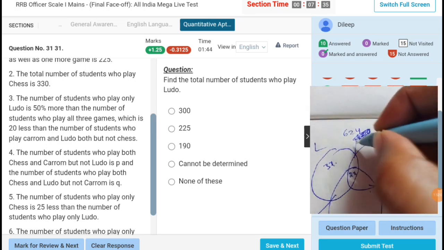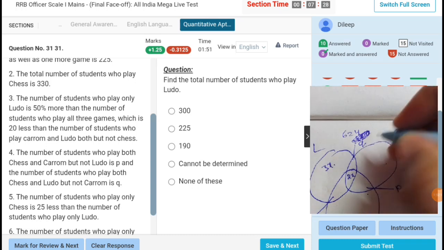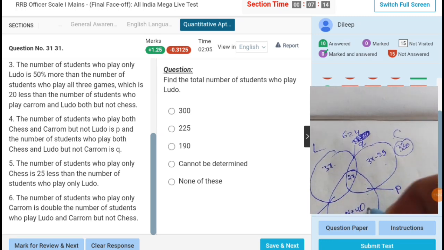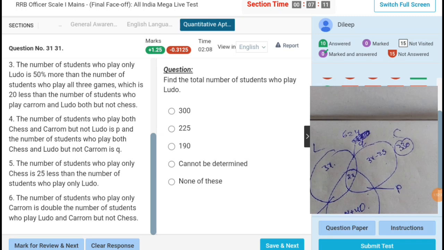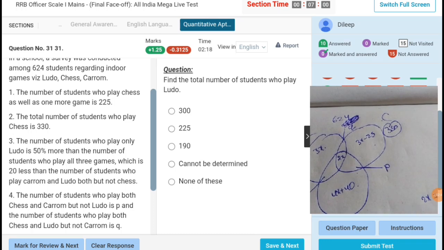This is q. The number of students who play only chess is 25 less than the only ludo, 3x minus 25. The number of students who play only carom is double the students who play ludo and carom but not chess, 4x plus 40. Okay, next. The total who play chess as well as one more game is p, is 225. So 225 plus 2x plus 3x minus 25 is 330.